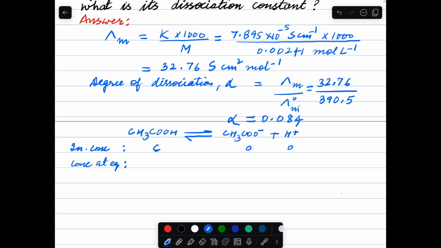So the concentration at equilibrium will be, if alpha is the degree of dissociation till equilibrium, then the amount of acetate ion will be C alpha, and the amount of H plus ion will be C alpha. Therefore the amount left will be 1 minus alpha, so the fraction left is 1 minus alpha. Therefore we'll write it as 1 minus alpha multiplied by C for the acetic acid left once equilibrium is attained.